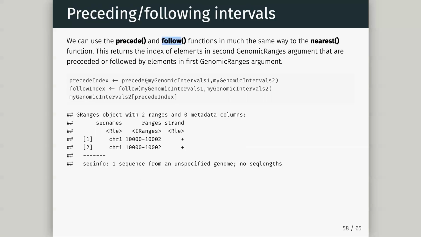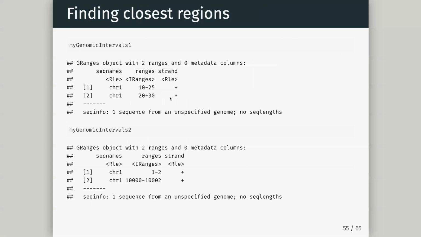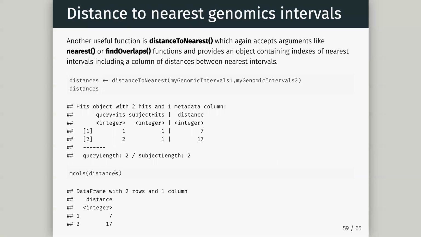In this case, I'm not going to show the answer to precede. But if I look at follow, the nearest region following it is this. There's no option, it's always going to be the nearest. If we look at the nearest following this one, it's going to be this one. Precede would have been this one twice.